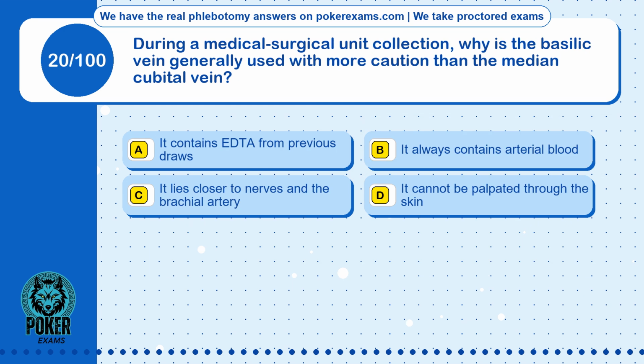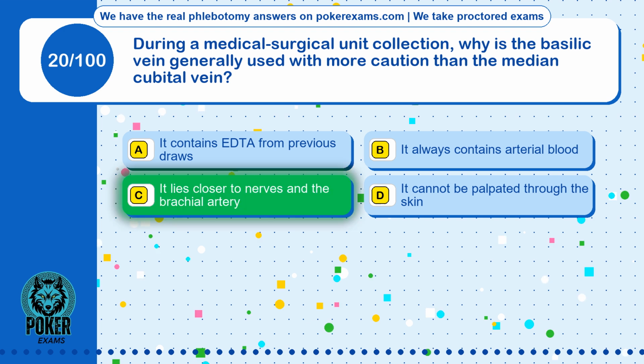Question 20. During a medical surgical unit collection, why is the basilic vein generally used with more caution than the median cubital vein? Option A. It contains EDTA from previous draws. Option B. It always contains arterial blood. Option C. It lies closer to nerves and the brachial artery. Option D. It cannot be palpated through the skin.